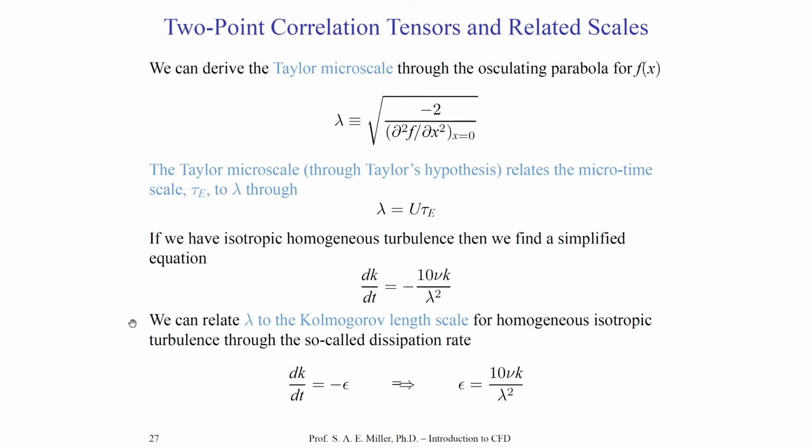Now, this lambda can also be related with the Kolmogorov length scale for homogeneous isotropic turbulence through the so-called dissipation rate. Remember, dk dt will go as the negative dissipation. And we can solve for dissipation using Taylor's hypothesis in microscales, as the dissipation will be 10 times the viscosity times turbulent kinetic energy over, of course, the length scale squared, which of course is equal to the left-hand side. So we've done this. We've actually made some sort of early turbulence closure. Though it's all theoretical, it is useful for the development of turbulence models in CFD.